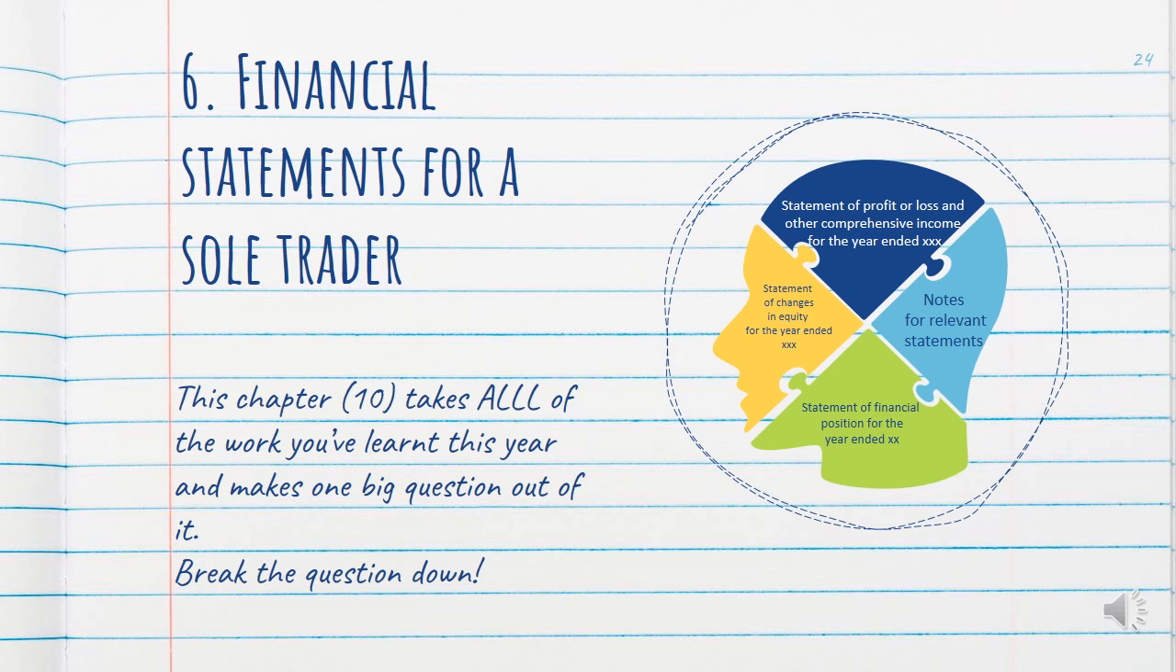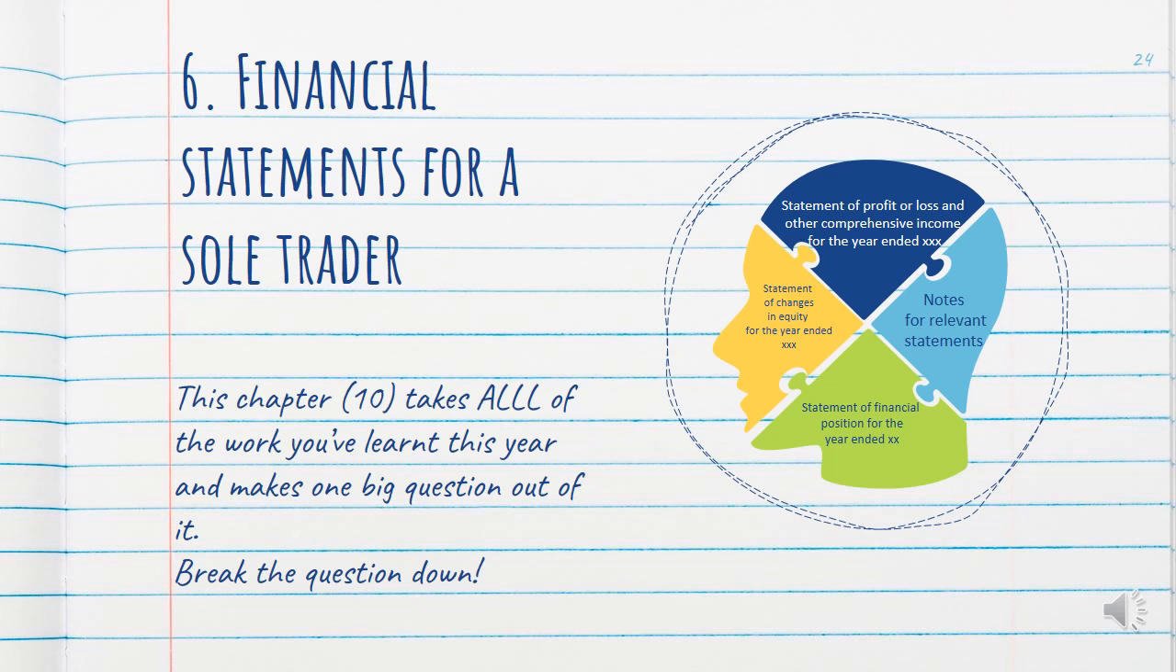And then lastly, my most requested topic was chapter 10, which is financial statements for the sole trader. And I get why this would be the most confusing thing for everyone, because it takes the entire semester's work and puts it in one question. So I get why it's daunting. It's a bunch of letters, numbers, and words, and you need to take it and put it into one concise question.